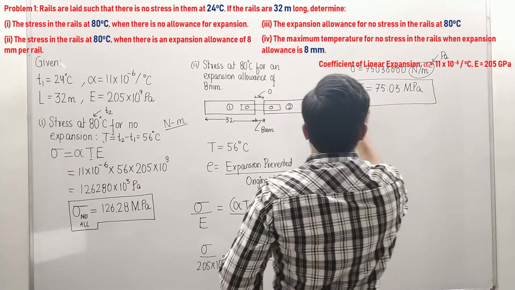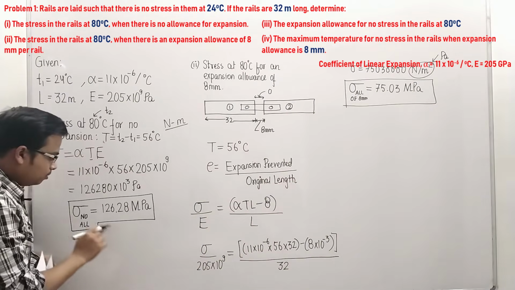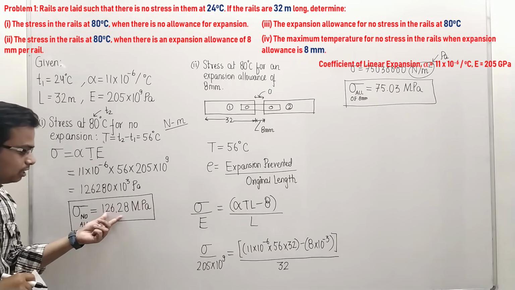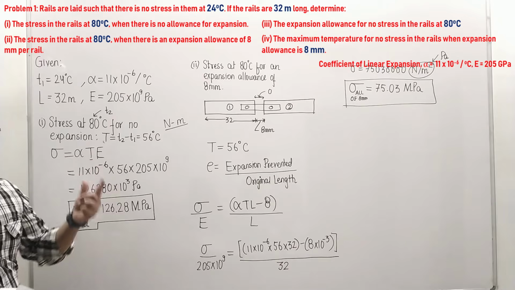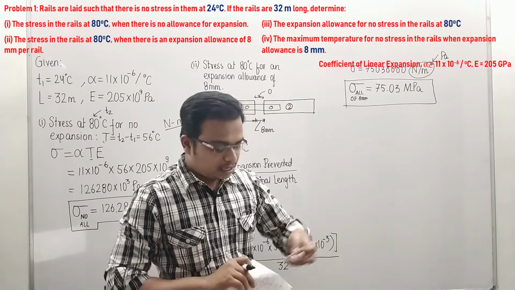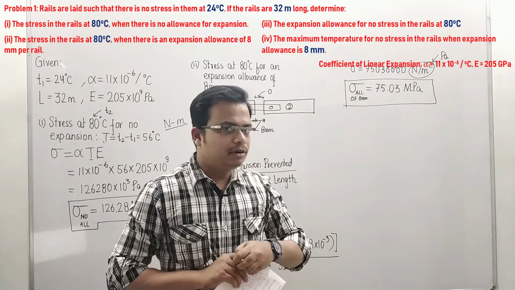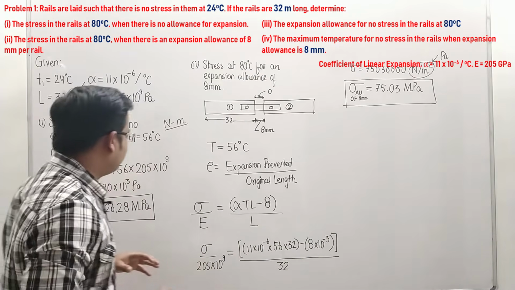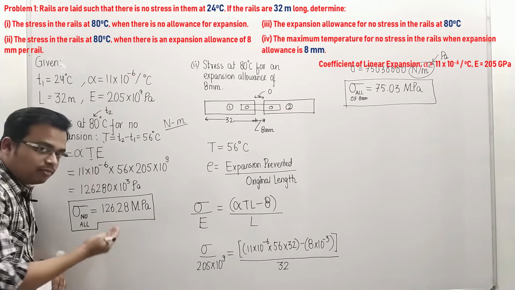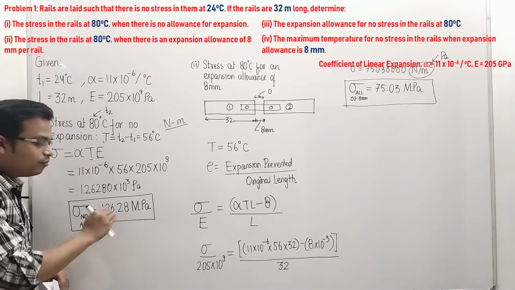And earlier, we had calculated the stress for zero allowance, no allowance. And you can clearly see, initially the value obtained was 126 megapascals. Right now, it's almost half. That is 75 megapascals. Can you understand the reason? The reason is very simple. If you don't allow the steel rails to expand, the thermal stresses are going to be of a higher range.